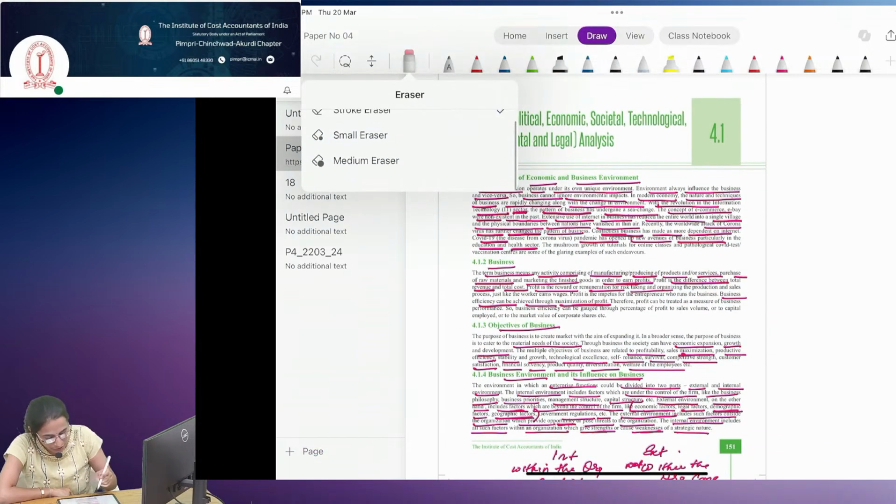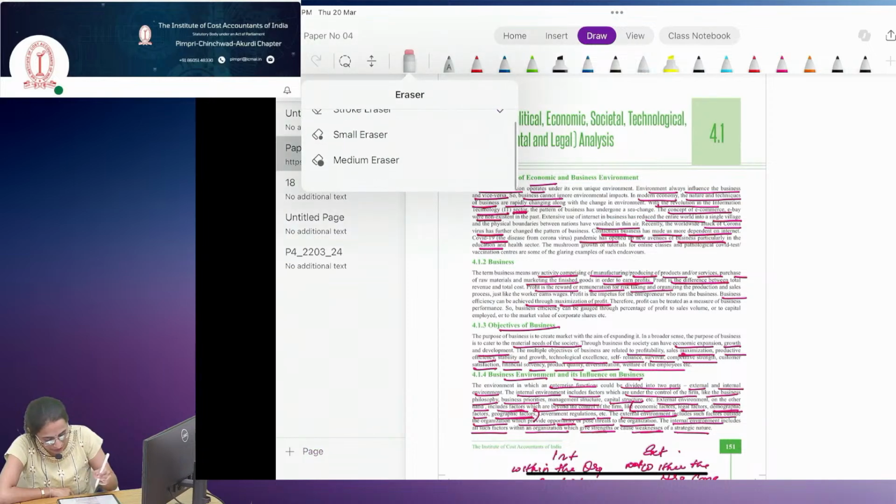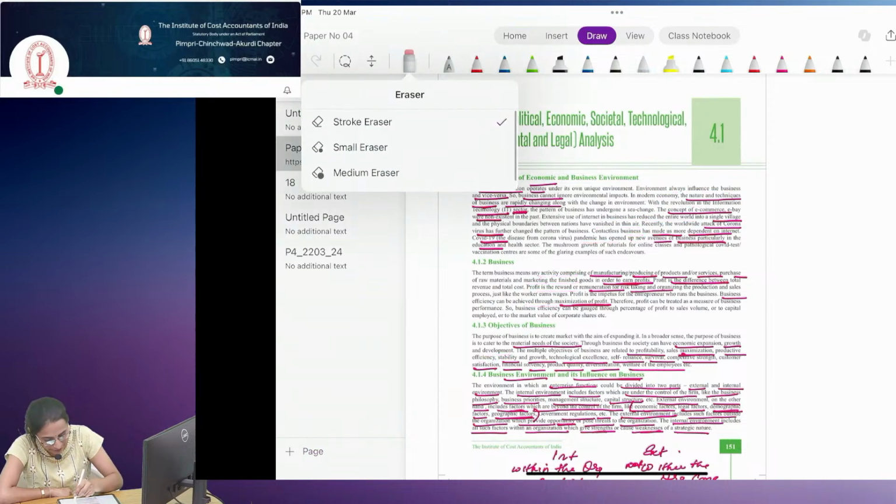Up till now, any doubts, Sheila? No, ma'am. Okay. If there are any doubts you can ask up till now, so that I will clear it and then we will move further.